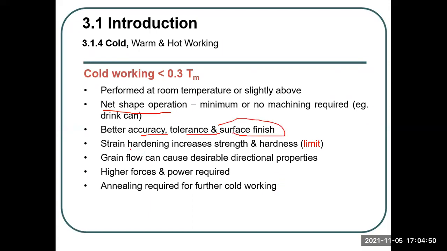In this case we have a lot of strain hardening, so the strength is going to increase. Also, we start with grains, but when you deform, the grains take on some shape. So grain flow may cause desirable directional properties; maybe in this direction the properties are what you wanted. All this depends on applications. But in cold work, obviously you need higher force and power because the material is not soft enough, so annealing is required for further cold working.